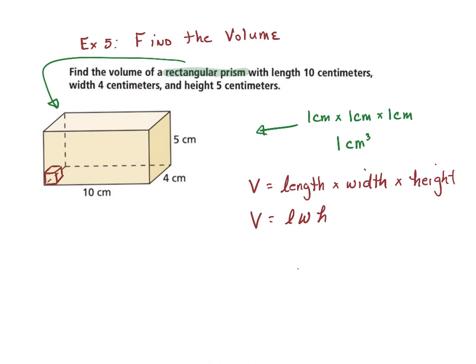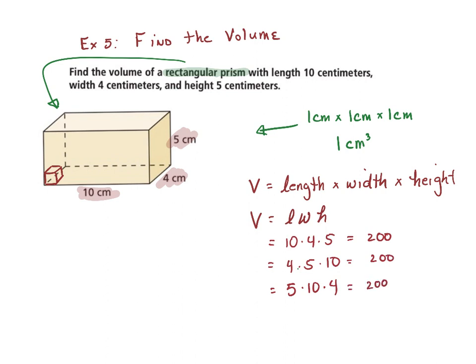Now, a lot of students asked today, when they started it, which one of these is the length, which one's the width, and which one's the height. And the answer is it doesn't really matter. Because of the commutative property of multiplication, you could multiply these in any order you wanted to. So you could do 10 times 4 times 5. You could do 4 times 5 times 10. You could use 5 times 10 times 4. It's not going to matter. All of these, when you multiply them, come out to 200.